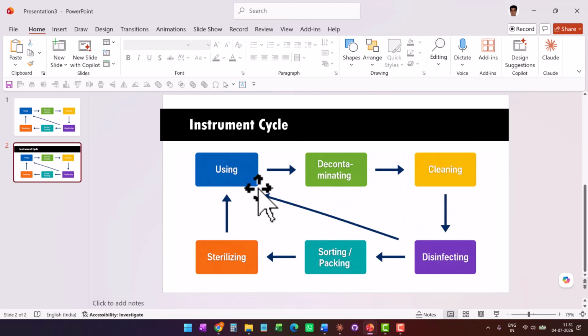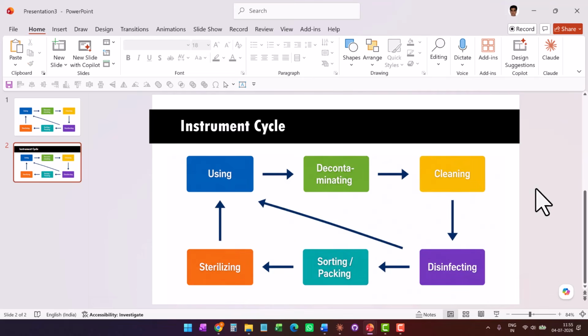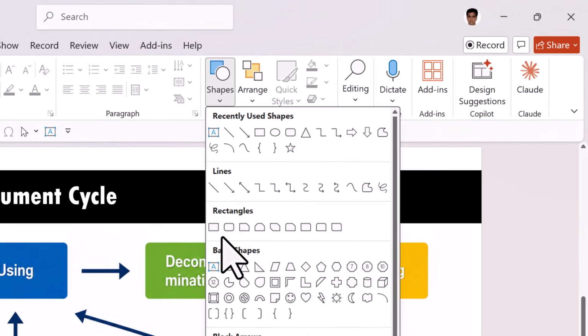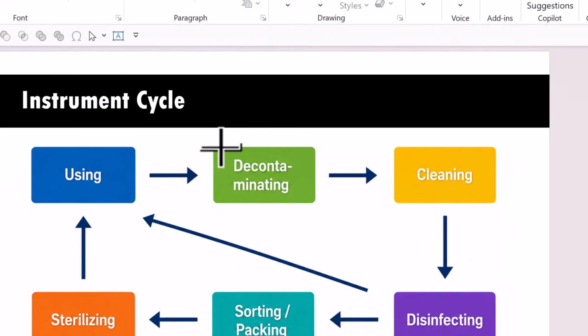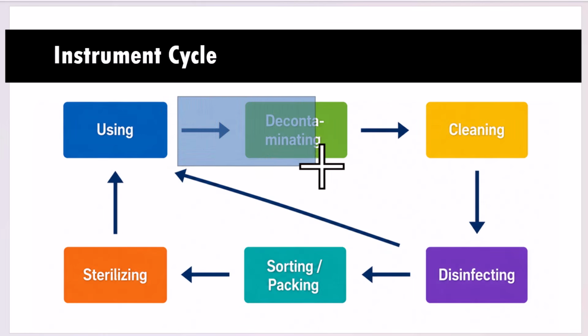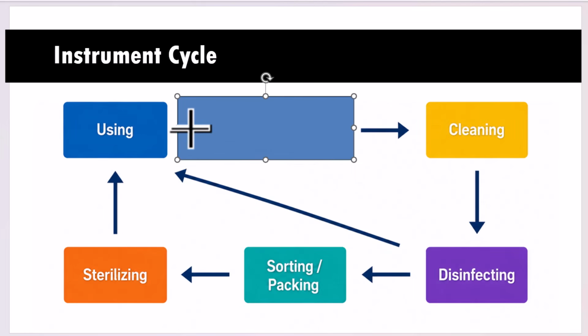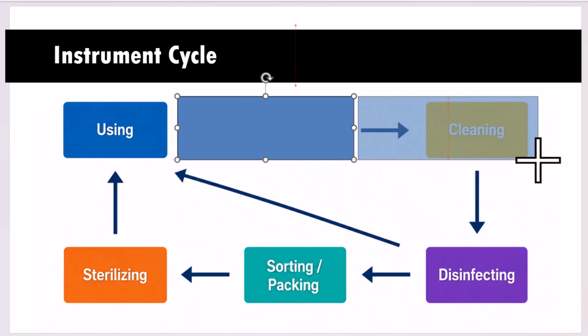The next step is to cover these shapes so that I can reveal them on a click. I'm going to do it in the most efficient way possible. Let us go to shapes and go to rectangles. This time, instead of using just the rectangle with left click, I'm going to right click and say lock drawing mode. Then let me cover the box like so. You can see that this entire portion is covered. Then we are going to cover the second step like so.